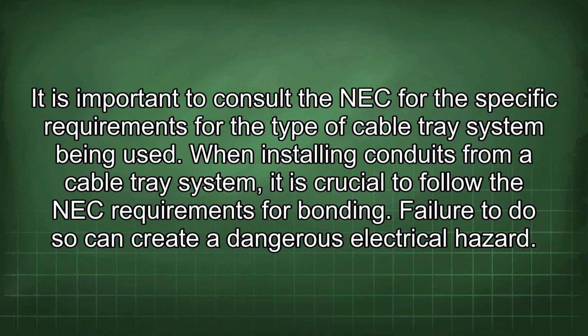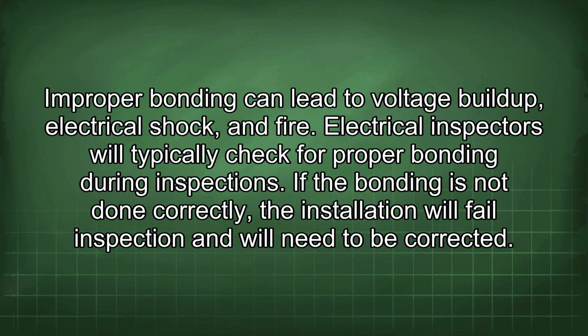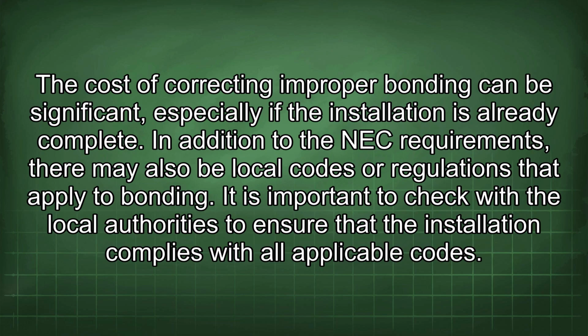When installing conduits from a cable tray system, it is crucial to follow the NEC requirements for bonding. Failure to do so can create a dangerous electrical hazard. Improper bonding can lead to voltage buildup, electrical shock, and fire. Electrical inspectors will typically check for proper bonding during inspections. If the bonding is not done correctly, the installation will fail inspection and will need to be corrected. The cost of correcting improper bonding can be significant, especially if the installation is already complete.